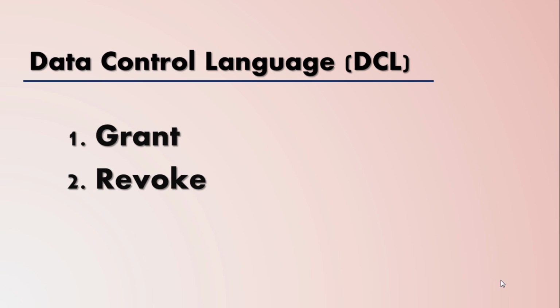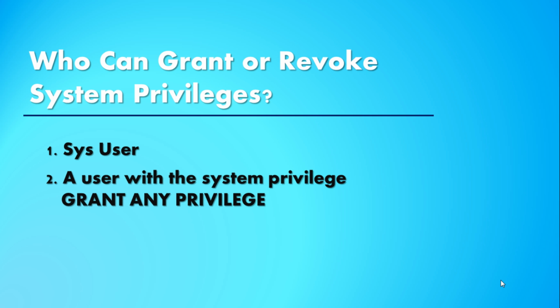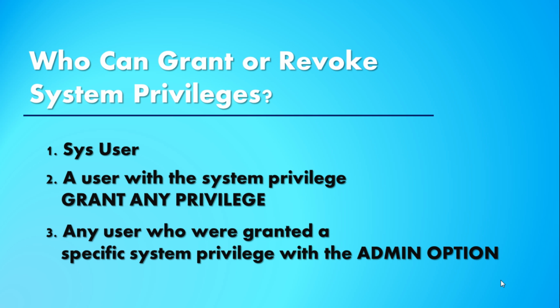Now, the next question is, who can grant or revoke a system privilege? The most powerful administrative user in the database, SYS, can grant and revoke any privilege from any user or role in the database. The second one is a user with the system privilege GRANT ANY PRIVILEGE. And the third one is any user who was granted a specific system privilege with the admin option. All these users can grant and revoke privileges from any user or a role.